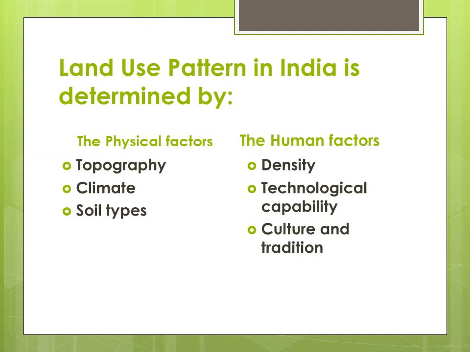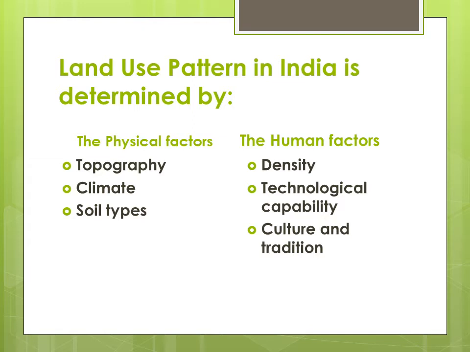The physical factors include topography, climate, and soil type. Topography is the landform, what kind of land the area has. If it is plain land, the pattern of land use will be different than in rough terrain or a hilly area.